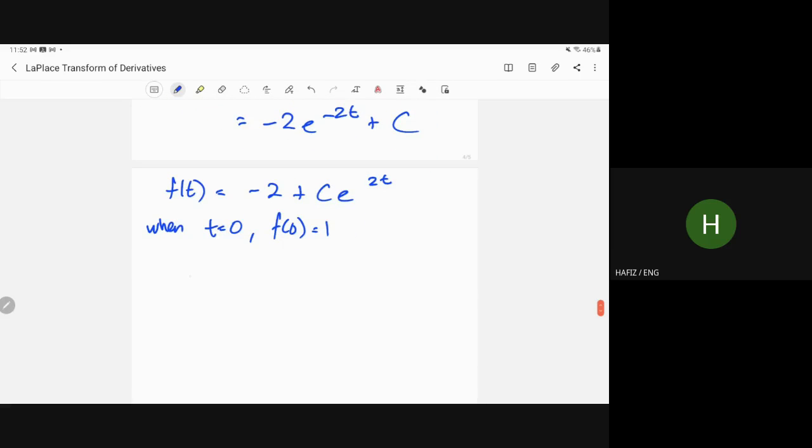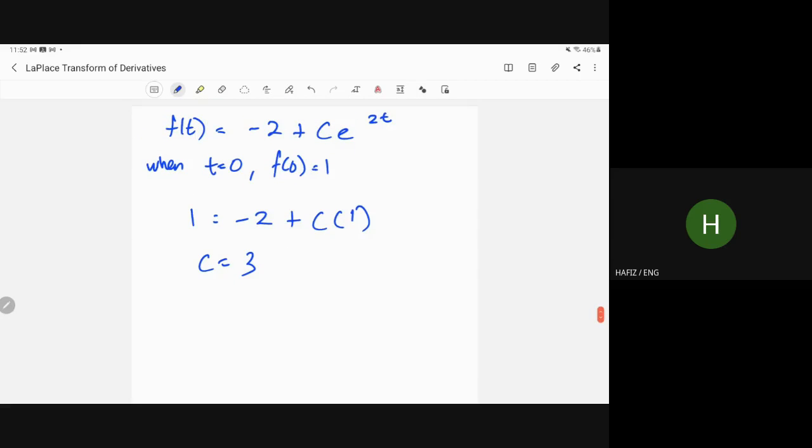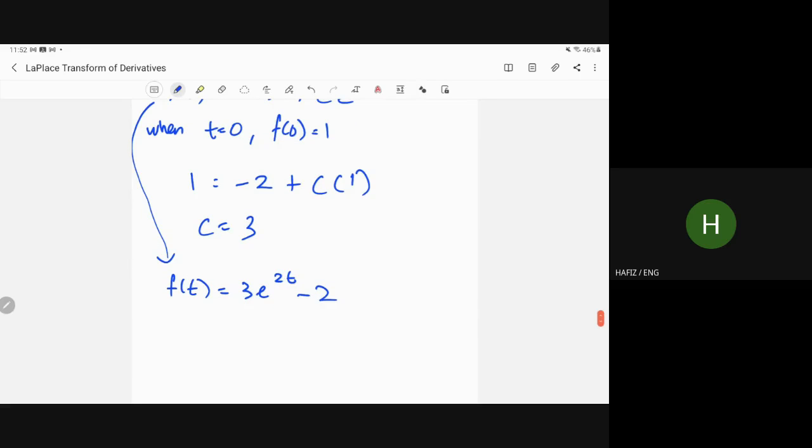So we have here 1 equals to negative 2 plus c e to the power 0, which is 1. So c is equals to 3. That means we go back to this one. f(t) is equals to 3e^t minus 2.